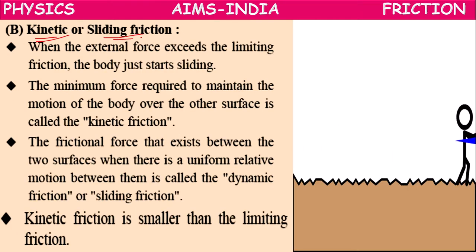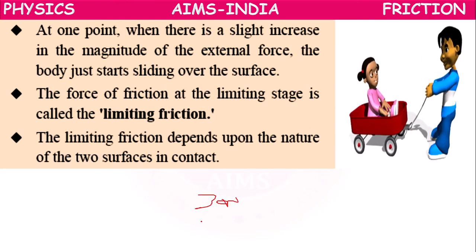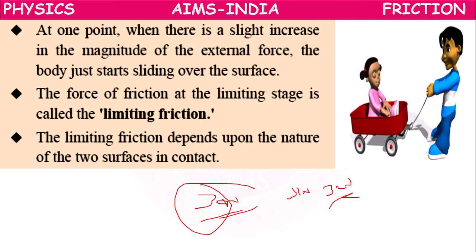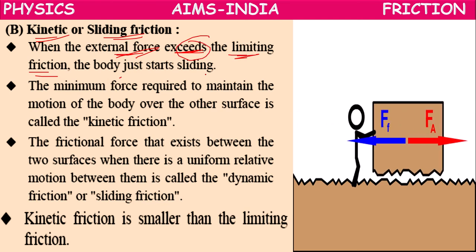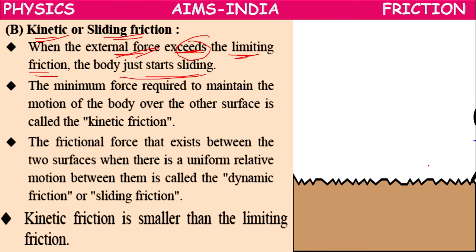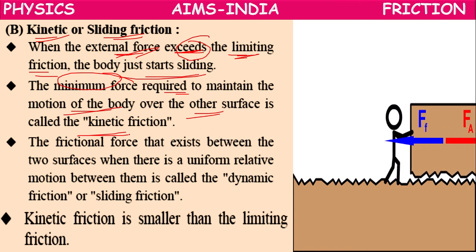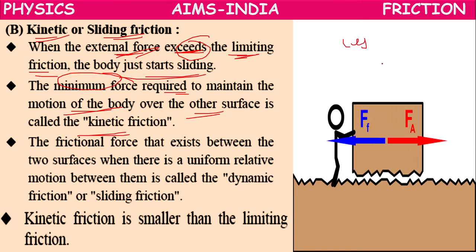Next one, kinetic or sliding friction. When the external force exceeds the limiting friction, we have said up to 30 newtons; at 30 newtons it is ready to move. If we apply 31 or 32 newtons, it starts moving. So when the external force exceeds the limiting friction, the body just starts sliding. The minimum force required to maintain the motion of the body over the other surface is called kinetic friction. Once the movement has started, we have to apply less force.